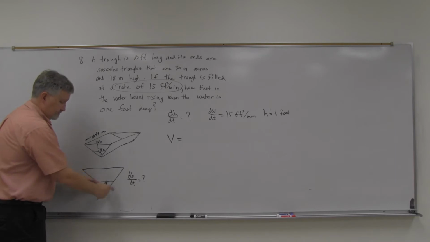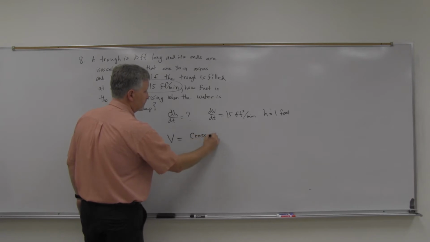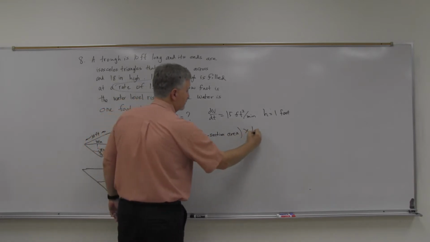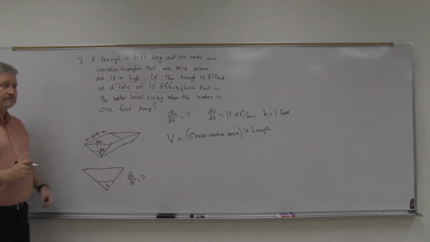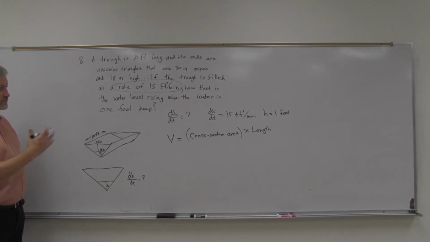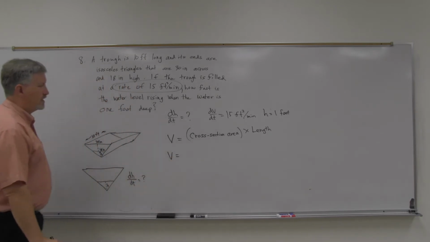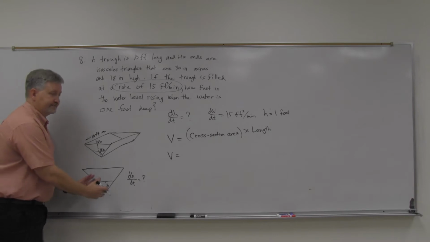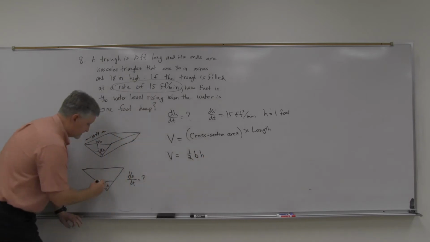If you've got whatever area cross-section it is, if you take that cross-sectional area times your length, you can call it the trough volume. If you take the cross-sectional area times your length, then that gives you your volume. Okay? So, our cross-sectional area, I've got a triangle. And the area of a triangle is 1/2 base times height, where this is our base here.